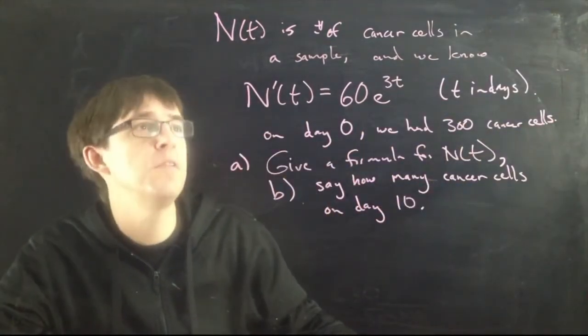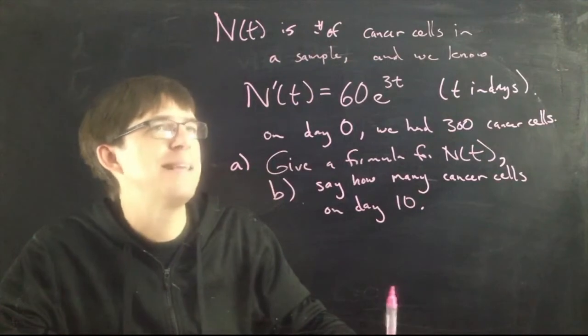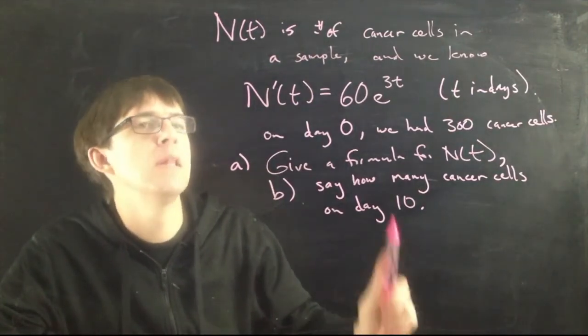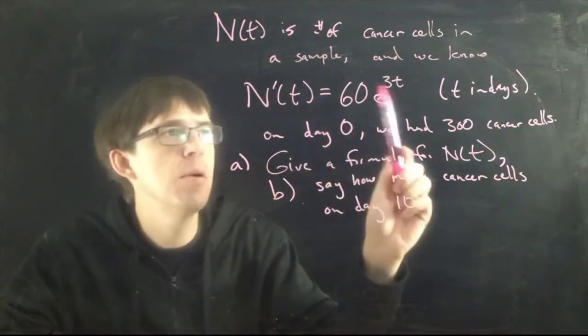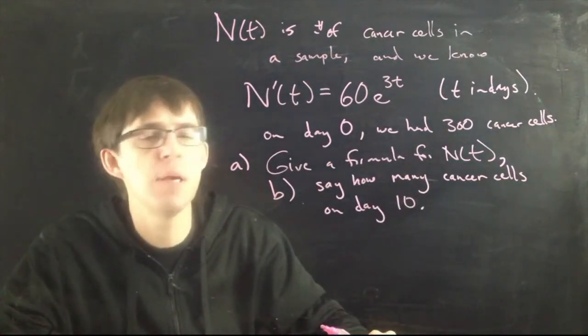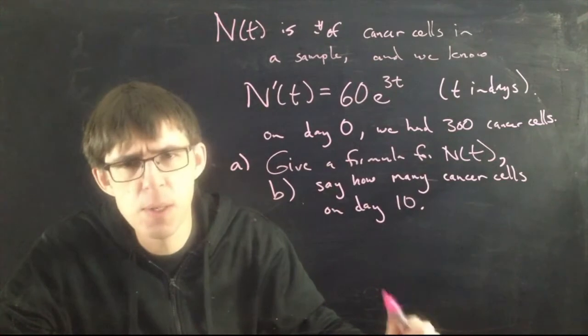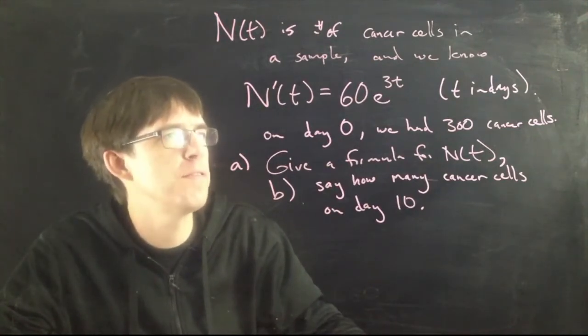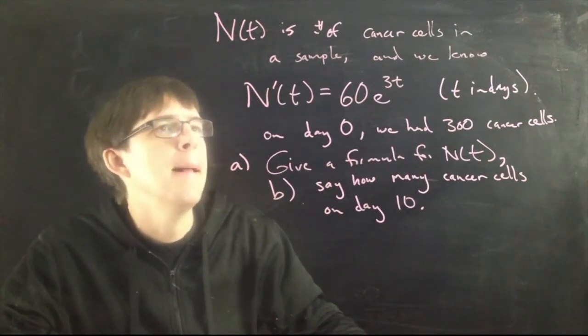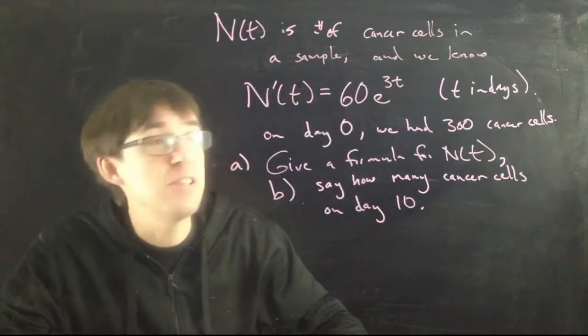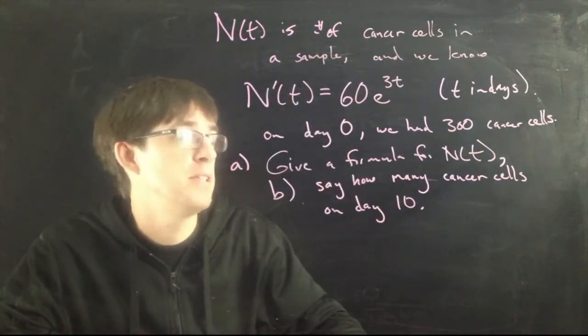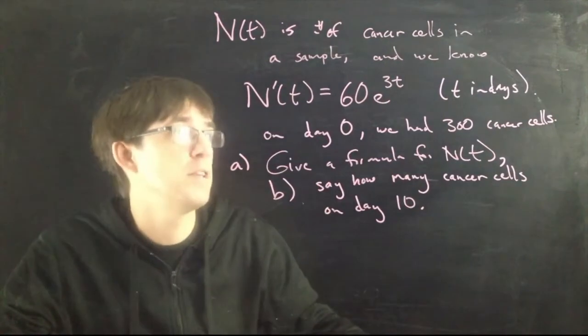All right, here's one more to do. This is more of a biological example, medical, if you will. Let's say that N of T represents the number of cancer cells in some kind of sample. Let's say we're growing a sample in the lab, which we're trying to study the growth of some cancer. N of T is the number of cancer cells available in the sample, and it's increasing over time, of course.